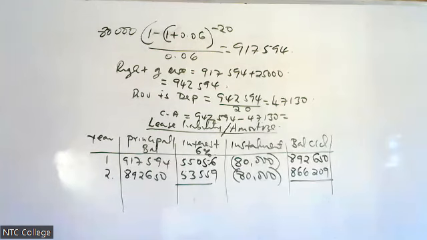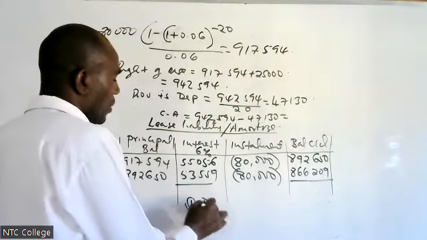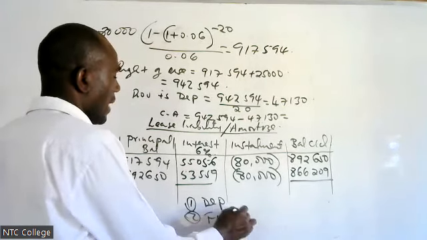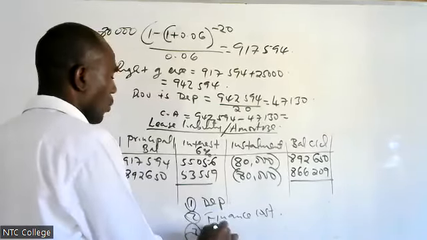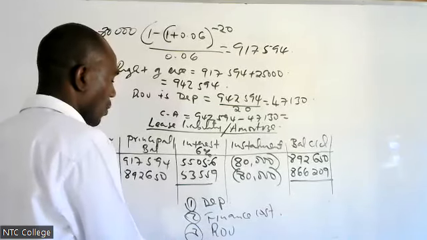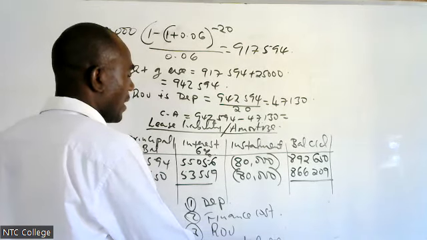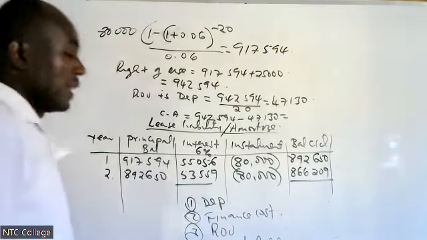Now, remember, the examiner wants us to show how to report. Therefore, what are we going to present in this list? Number one, the depreciation. Number two, the finance cost. Number three, the ROU, the right of use. Number four, the lease liability. These are the crucial items that you are required to show in the list.